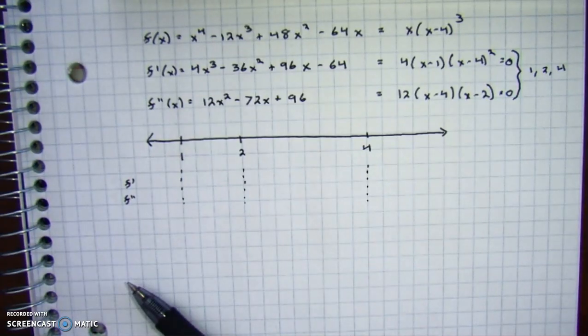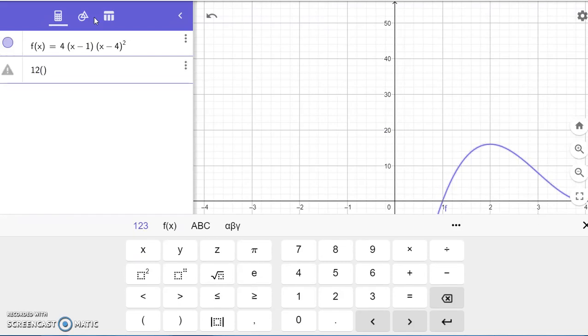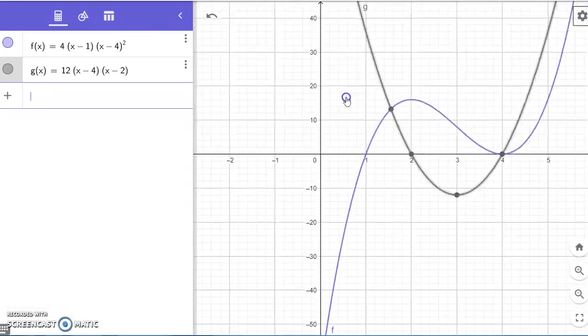Or another thing, if you have access to a graphing program, we can just graph them. So here, I'll do the factored one, 4 times x minus 1 times x minus 4 squared. That's our first derivative. Our second derivative is 12 times x minus 4 times x minus 2. All right, so let's take a look at these real fast.